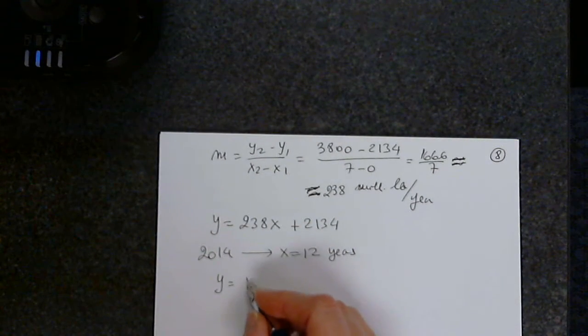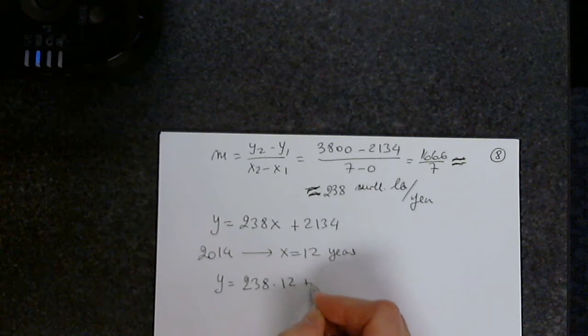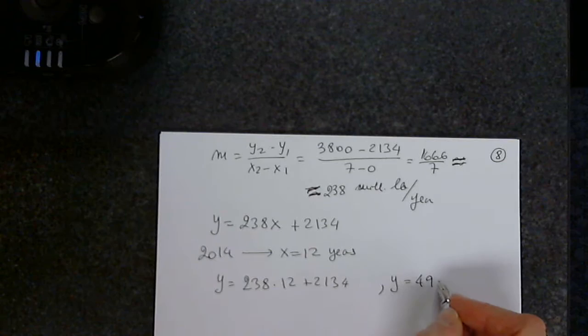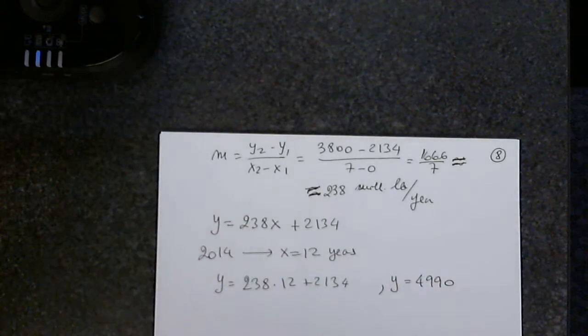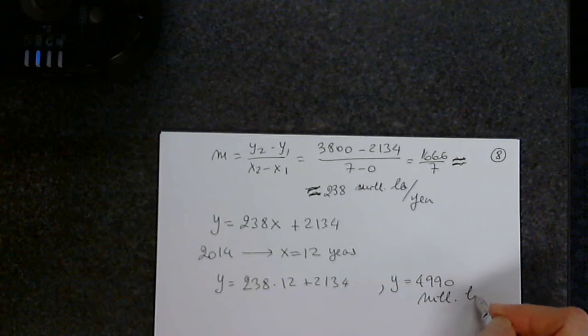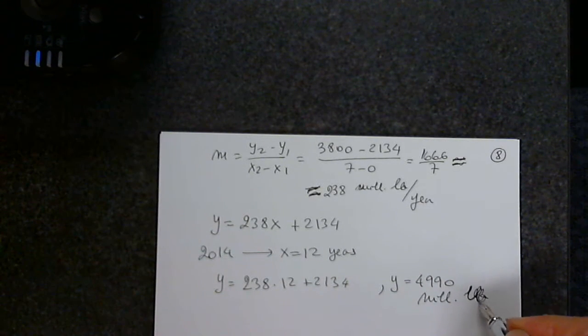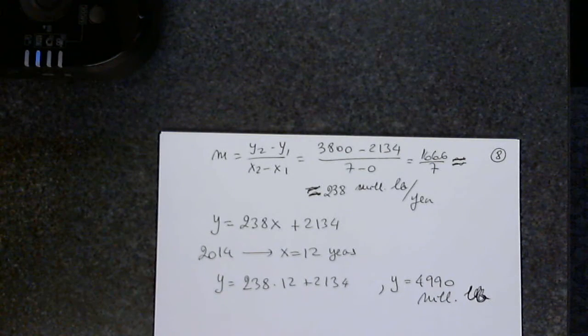So 238 multiplied by 12 plus 2134, and you said y equals 4990. Measurement unit, please. Very good. Million pounds of yogurt. Very good, excellent. A lot of yogurt, yes.